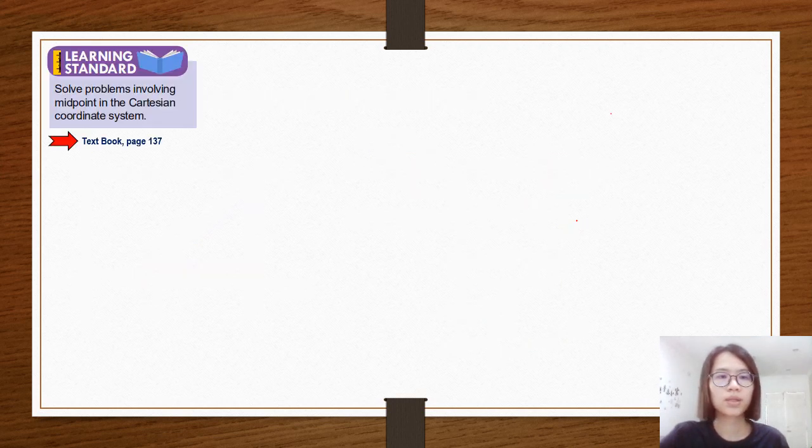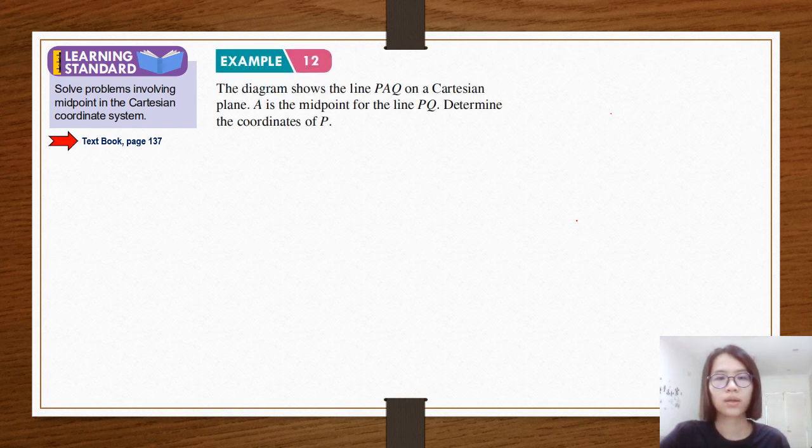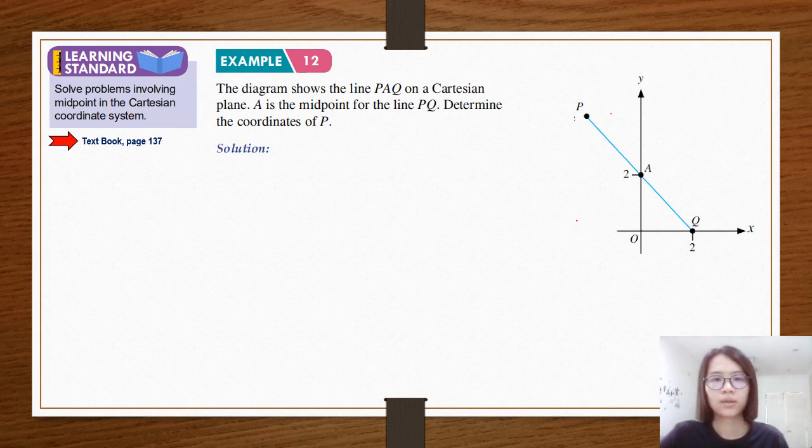Now we proceed to Learning Standard 7.2.4, Solve problems involving midpoint in the Cartesian coordinate system. You may refer to your textbook on page 137. Now we look at example 12. The diagram shows the line PAQ on the Cartesian plane. A is the midpoint for the line PQ. Determine the coordinates of point P.